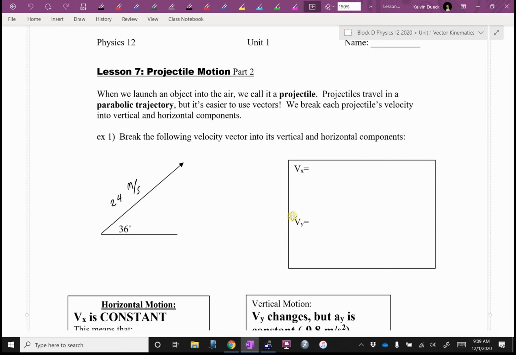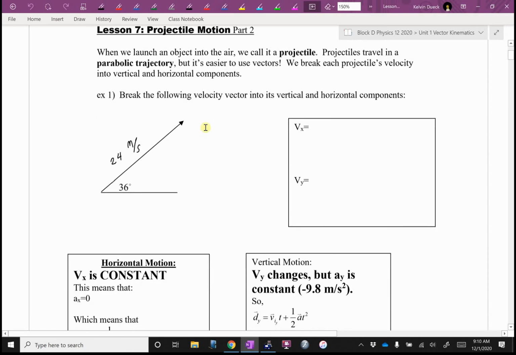By the way, in answer to your question earlier, Carter, technically the top of the projectile is the vertex. And so you may recall last year you learned how to find the vertex if you were given the quadratic form by rewriting it into parabolic form, completing the square. That's a pain. It's just much easier to break it into components and use physics, but doable. We break each projectile's velocity into vertical and horizontal components. So break the following velocity vector into its vertical and horizontal components.